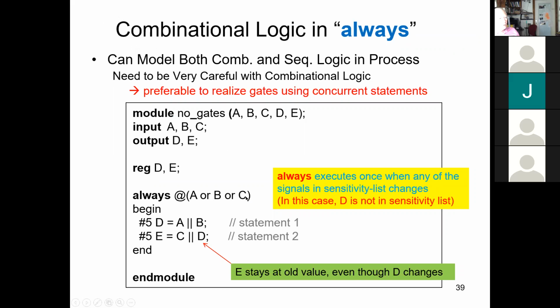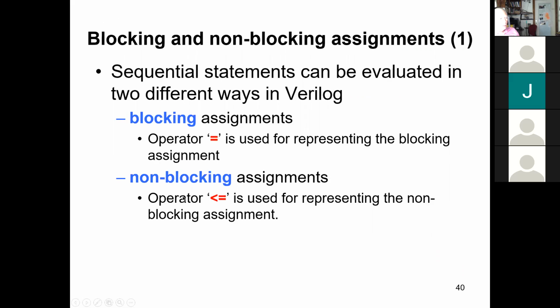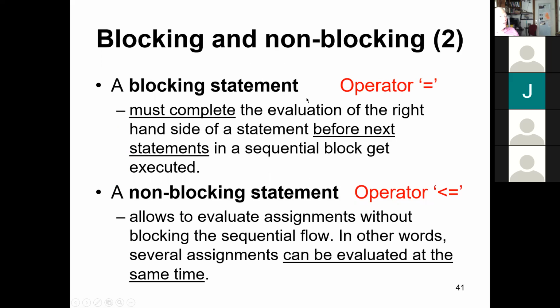And you should use level signals in the sensitivity list. But when you definitely intend for sequential logic to come out of your always block, then you want to use this non-blocking operator most of the time. And we'll explain the difference. All right, so the blocking operator has to completely finish before the next statement is executed.